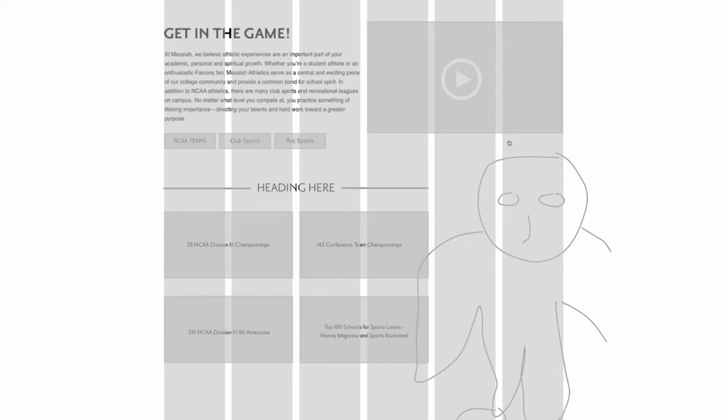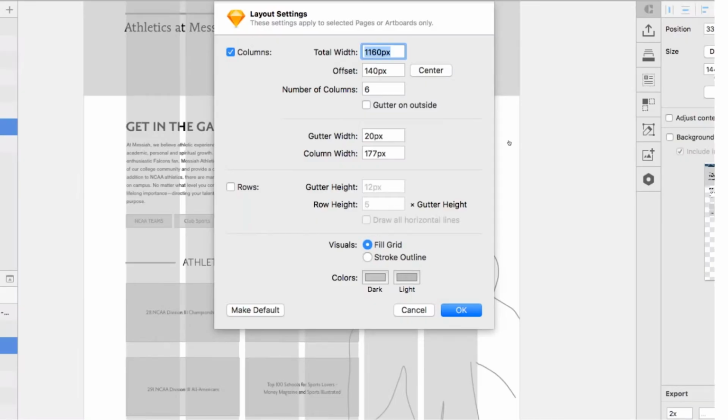The Sketch wireframe is already built on our grid system for Messiah.edu. So those same container widths and gutters and columns that are specified in the CSS files of Messiah.edu are also set up within Sketch. So you can see the width of the total parent container there is 1160, and that's exactly what it is on Messiah.edu.